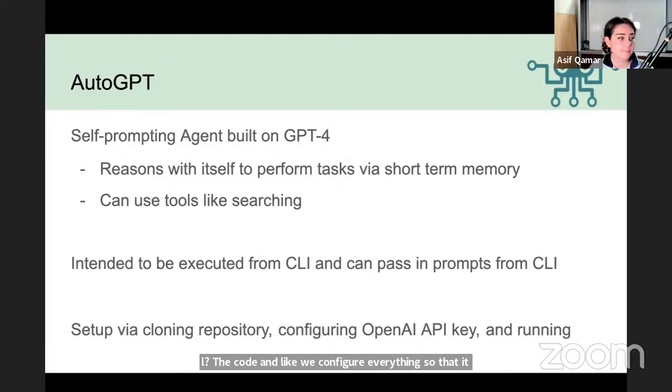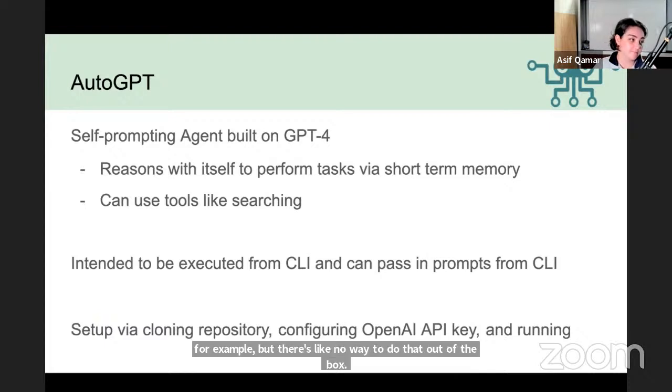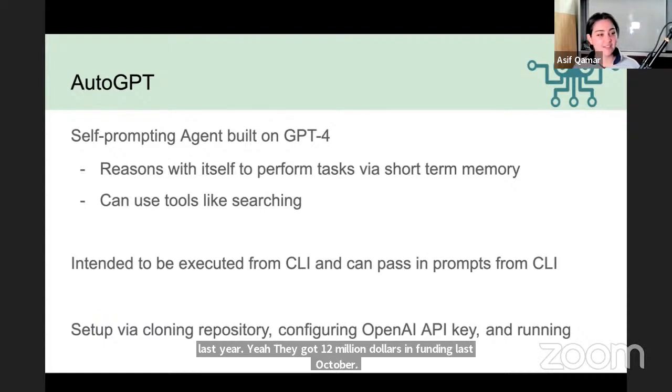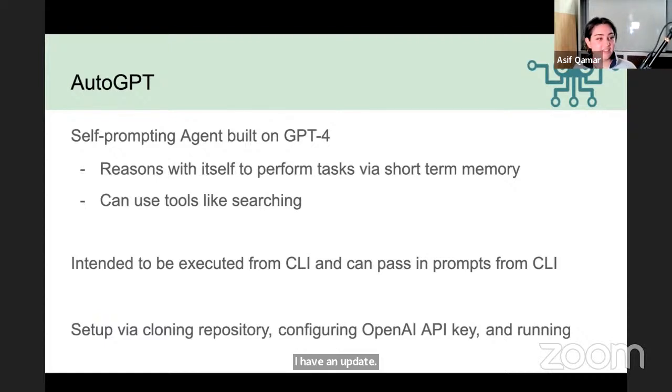This is one of the earlier agent papers from last year. It was so popular, this and Baby AGI, those were similar. They got $12 million in funding last October, apparently. And they haven't updated, stars is 160K.